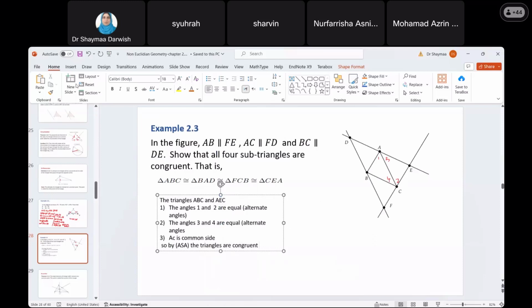Now, in exactly the same way, you can prove the other triangles. You can prove that ABC is congruent to ABD. You have this angle equal to this one, this angle equal to this one, and you have a common side. Also, you can prove these two triangles are congruent in the same way.